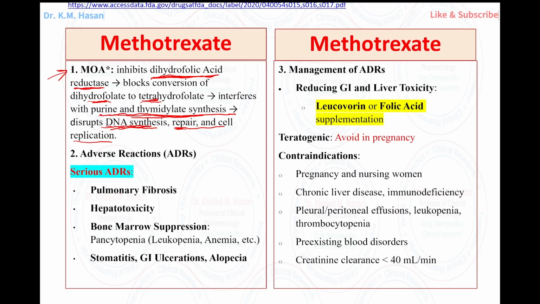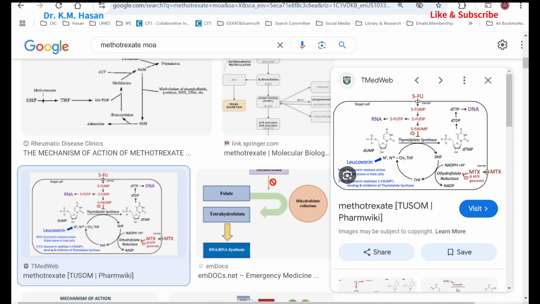Okay, so now we understand the mechanism of action here. Through the Google images here, as you can see, I typed methotrexate mechanism of action. Everyone can maybe search the website Google Images, and you can see here we have methotrexate, MTX, which inhibits an enzyme called dihydrofolate reductase, and this dihydrofolate reductase is responsible for conversion of dihydrofolate to tetrahydrofolate.